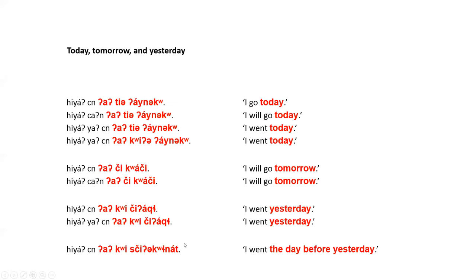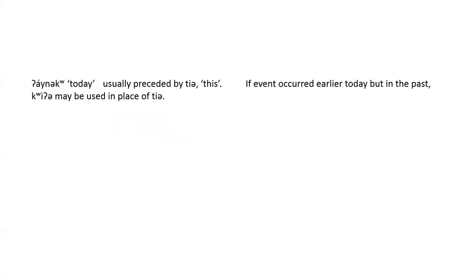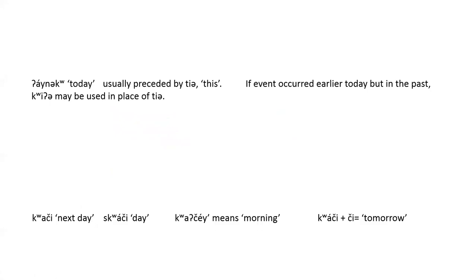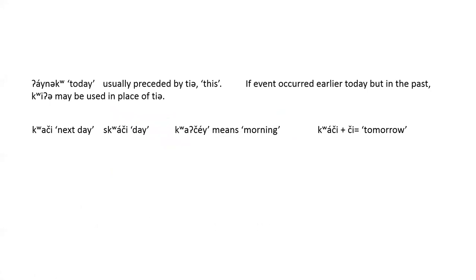Most time expressions begin with the preposition a. The word for ainuk, today, is usually preceded by the article tia, which means this. If the event occurs earlier today, that is in the past, but still today, kwia may be used in place of tia. The word kwachi means next day, and it's related to squachi for day and kwache, morning. When kwachi is used with the article chi, it always means tomorrow. The word chiak, yesterday, and stiklat, the day before yesterday, are always preceded by the article kwi.